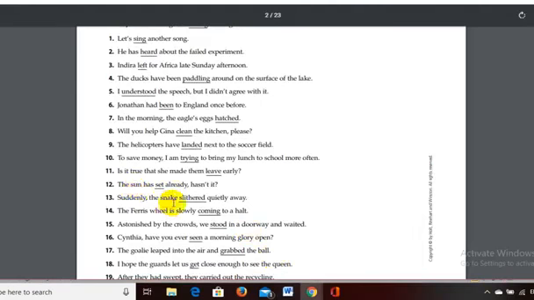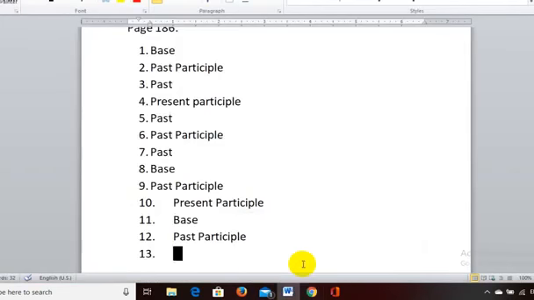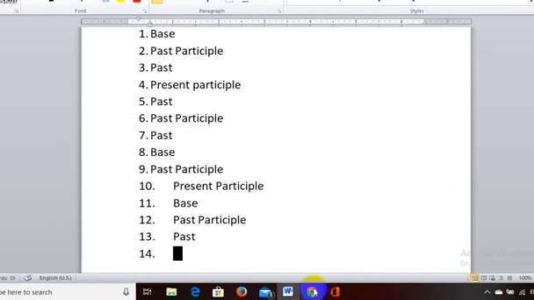Okay, number 13. Suddenly, the snake slithered quietly away. No helping verb, just in the past form. Slithered here is in the past. Great job.